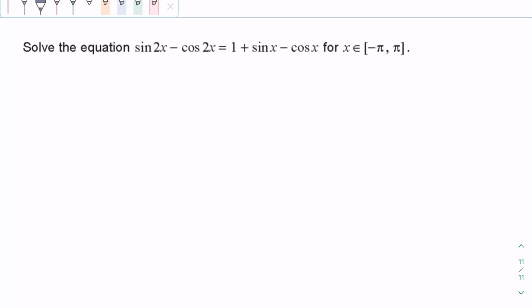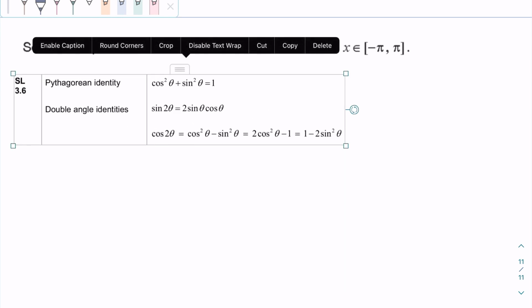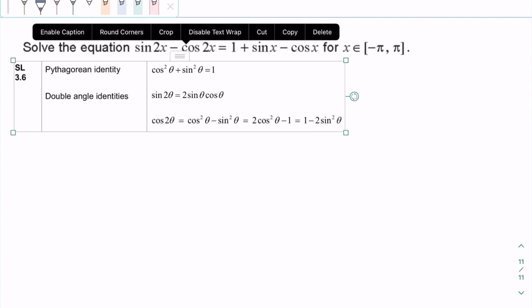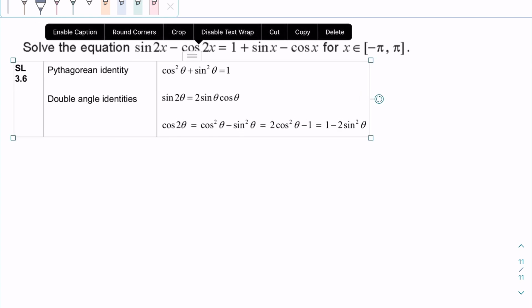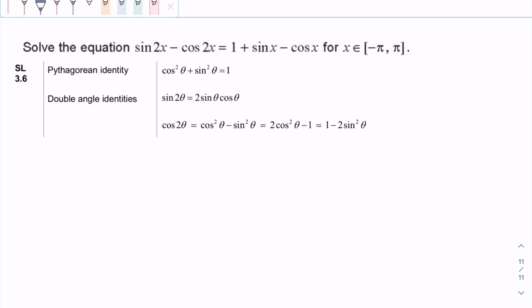Solve the equation sine 2x minus cosine 2x equals 1 plus sine x minus cosine x for x belongs to minus pi to pi. Since we see sine and cosine with arguments that are not x, we can pull up the formula booklet double angle identities found on page 7.